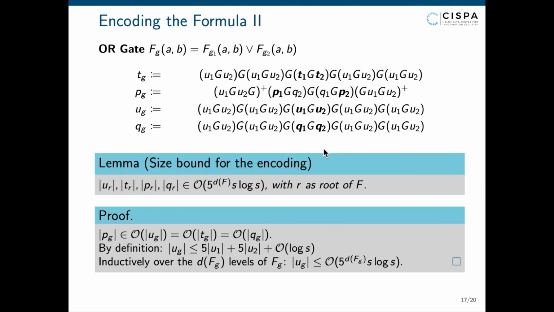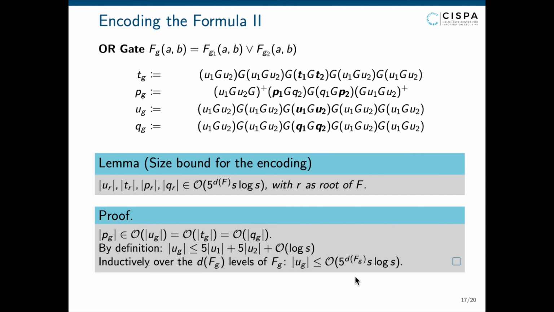So what about the size bound? We can directly see that the size of our universal text, the normal text, and universal pattern is always the same, because they only differ at these positions here. And we can see that the pattern is always shorter than the universal text. And this directly leads us to the conclusion that we have this size bound here, 5 to the depth of the formula times s log s.